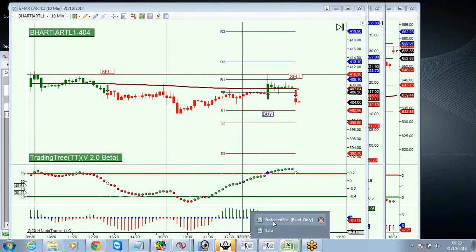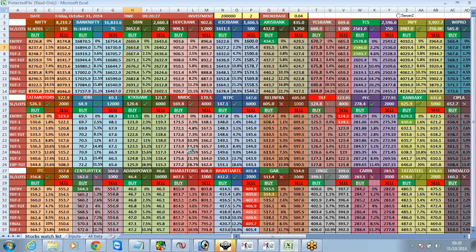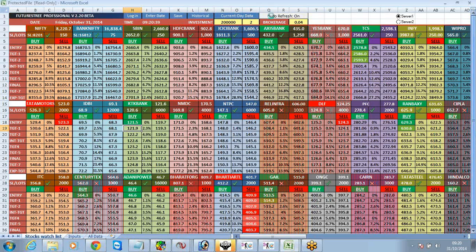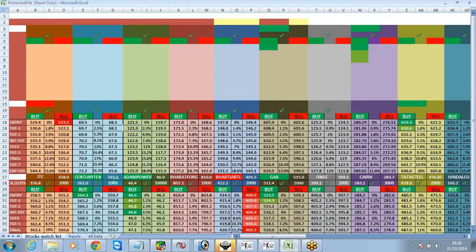So let me just open the remaining charts. Karnataka Bank, we have the results today. We have a buy call now. TCS, you can see that it is at target 2. So it's 9:20. What I'll do is I'll just close this auto refresh off. I'll take the current day data again.